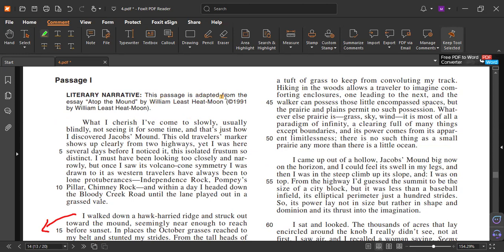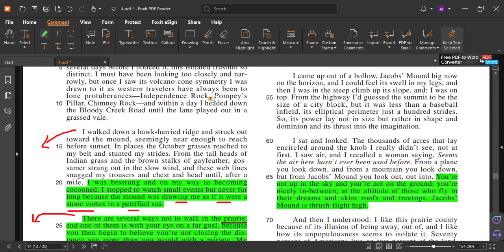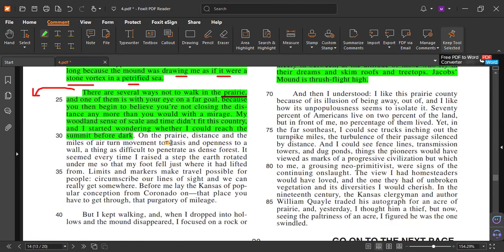And look, the passage is adapted from the essay, Atop the Mountain, by William. Then what I cherish, I saw its narration is in the first person. I've come to, so he just narrates what happened to him. And it always depends on the style of the writer to help you, to give you a definition between two dashes, to give you a definition about difficult words. You see? That's why. I don't know.